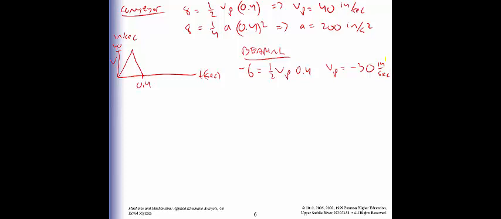All right, and then we can go to acceleration. So we have a -6 is equal to 1/4 acceleration times 0.4 squared. And when we solve for acceleration here, we will get a negative 180 inch per second squared.